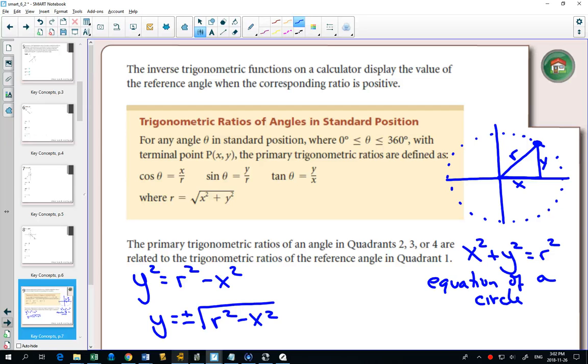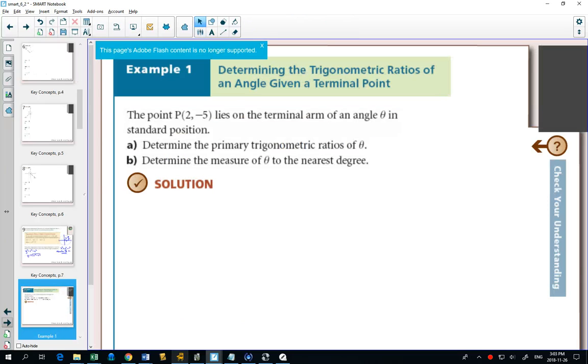And from this picture, they say that cos is always adjacent over hypotenuse, so cos is always x over r. Sine is always y over r, and tan is always y over x. So we're going to get questions like example 1, which we're going to do right now.